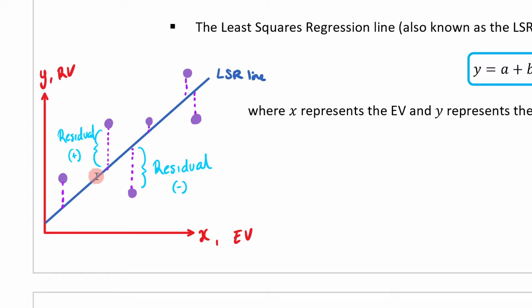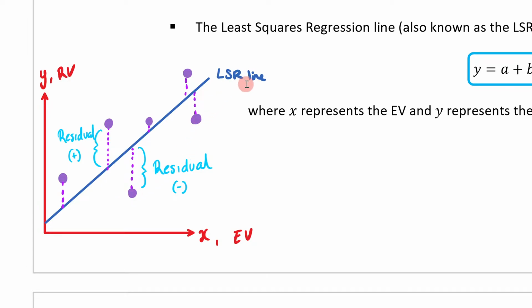Now, the residual is the vertical distance, so this right here, between the data point and the line. So the residual is the vertical distance between the data point and the line. And the residual can either be positive, that's when the data point is above the line, and it can be negative, that's when the data point is below the line.